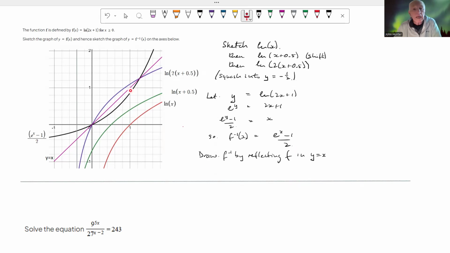But we've sketched it, not by calculating it like that. We've sketched it simply by reflecting it in the line y equals x, which is the characteristic of functions and inverse functions, that they are reflections of each other in that line. But again, that's more to do with transformation of functions than it is to do with log and exp. But you often see transformation of functions and log and exp together as two topics combined into one question. It seems to be a favourite thing of examiners to do that.